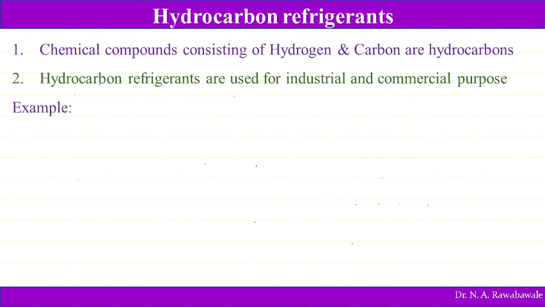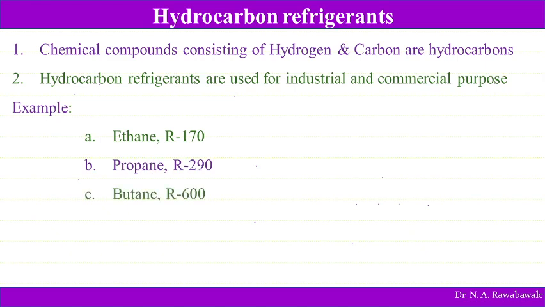Examples of hydrocarbon refrigerants are ethane, that is R170, propane R290, then butane R600, isobutane R600A, and ethylene, that is R1150, etc. There are many more hydrocarbon refrigerants which are used in refrigeration systems. Now we will see the designation system for refrigerants. Till now we have seen the designation of refrigerants as R22, R12, R15, R11.